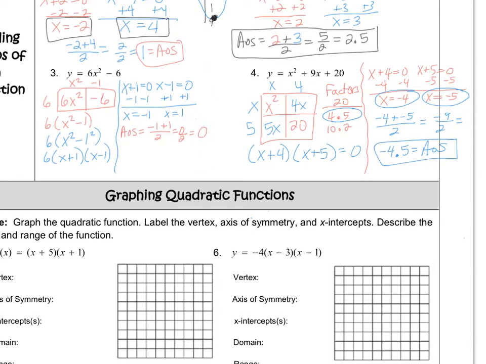And then on number 4, it was a very simple factoring problem. You guys have done a ton of them. I'm sure you were very good at it. The factors of 20 were 4 and 5, so x plus 4 and x plus 5. When I added negative 4 and negative 5 together, I got negative 9 over 2. So my axis of symmetry was at negative 4.5.